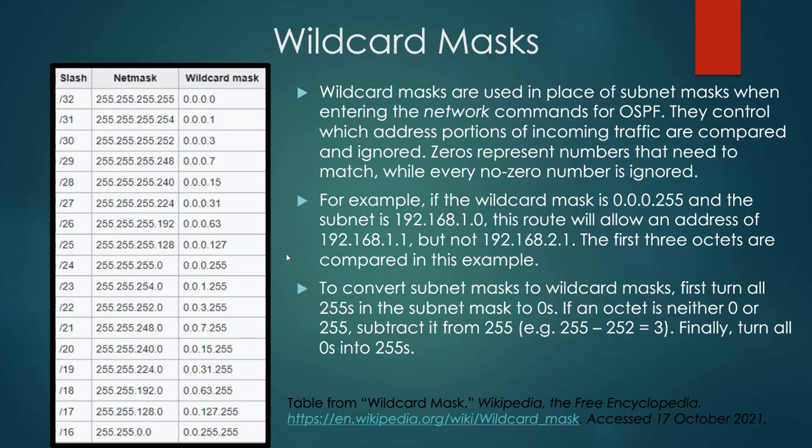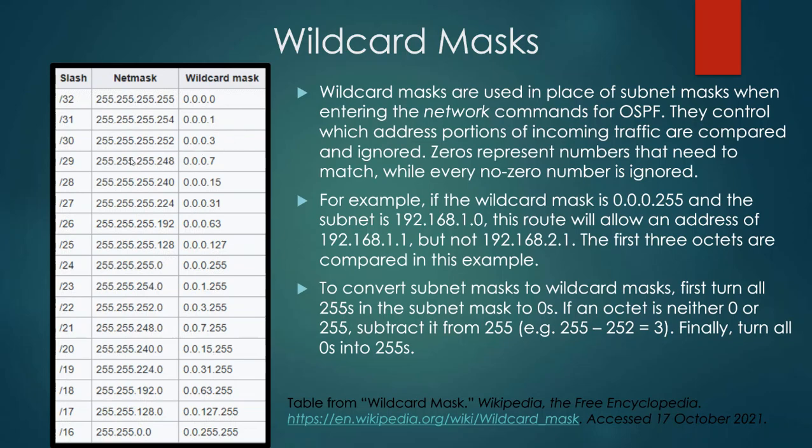Another major topic you need to understand with OSPF is wildcard masks. Those were the funny looking numbers coming after the subnet IDs in the previous commands. So, why does OSPF use wildcard masks instead of subnet masks? It's just the way it's designed, but it does help you understand. It is important. I'll explain why. So, wildcard masks are used in place of subnet masks when entering the network commands for OSPF. They control which address portions of incoming traffic are compared and ignored. Zeros represent numbers that need to match, while for every non-zero number, the number is ignored.